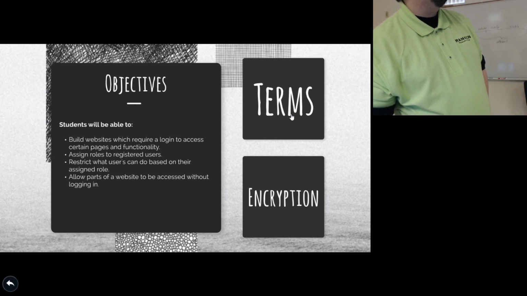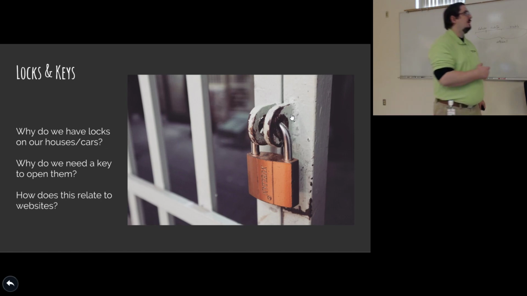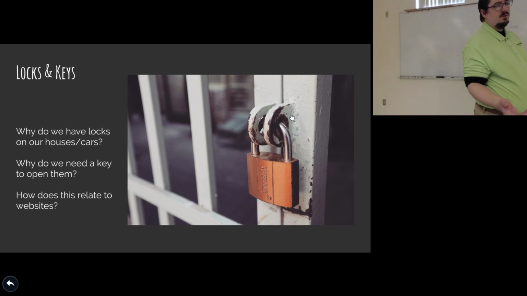Okay, so terminology. If you think about the real world, we've got locks on our houses and cars, right? And what's the reason for that? Why do we put those locks on there? To keep people from entering. That's a good start. To protect what's inside. Protect what's inside, right?